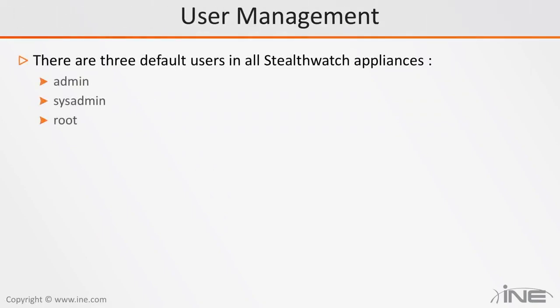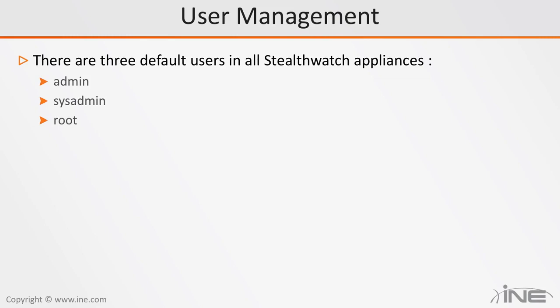So, as we discussed, there are three users which will pre-exist on all the Stealthwatch appliances. First one is admin. That's used for the web administration interface, or for Java GUI. Admin will have a default password of LAN411COPE. The other two users are only for SSH and the console access, sysadmin and the root. Both also have the same password, that is LAN1COPE. And these users are there just to give you a CLI access and perform the action there.